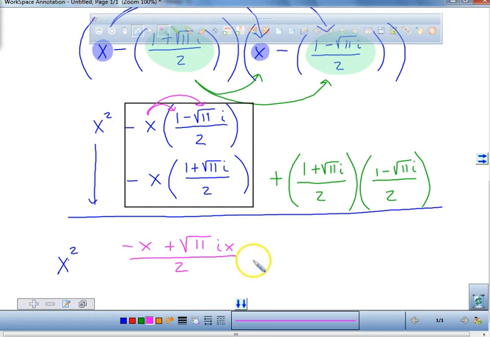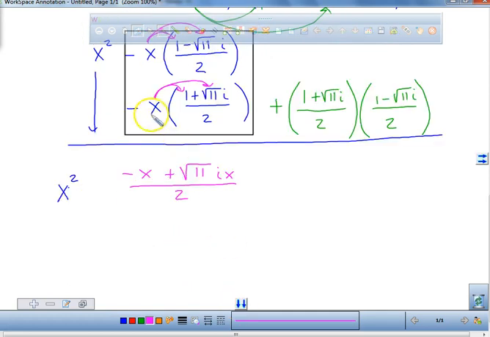All right? So that's what we have right here. Now, I'm going to do this one. I'm going to distribute negative x into both of them. What is a negative x times a 1? That's still a negative x. And what's a negative times a positive? That's going to make it a negative 11ix all over a 2. Now I realize these right here still look pretty complicated, okay?